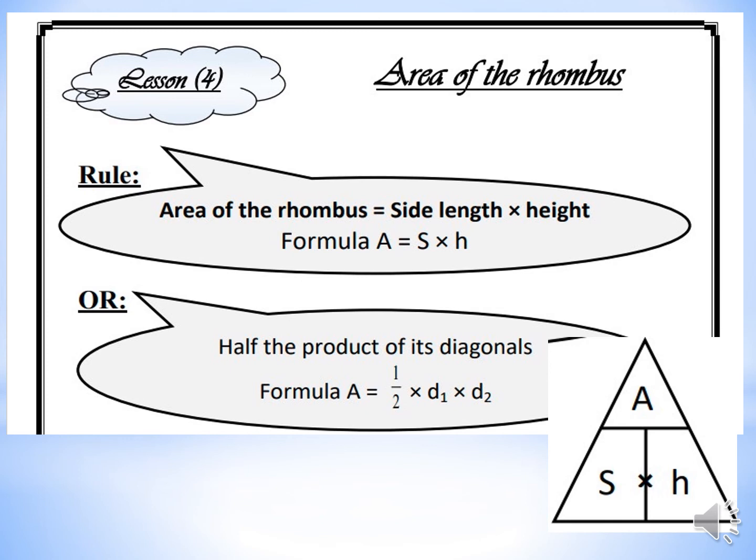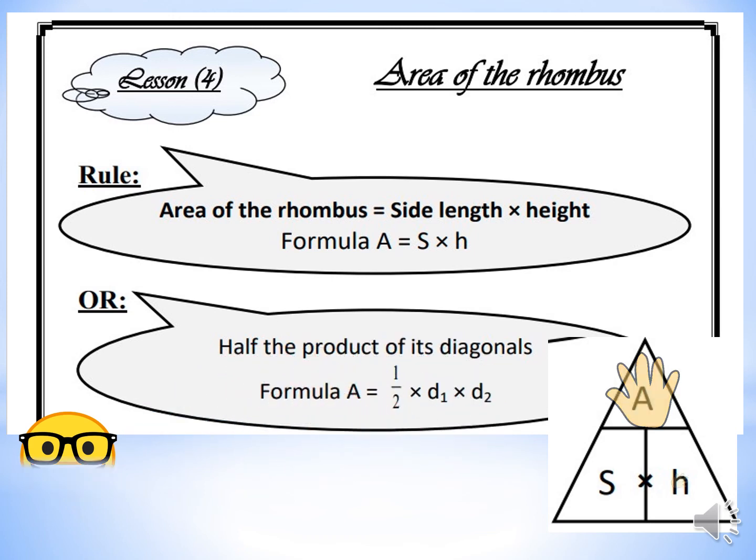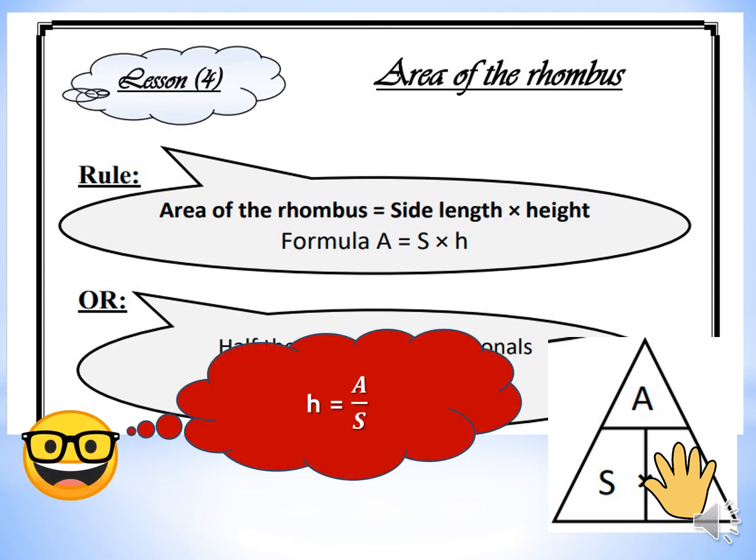And here we have our magic triangles. Area equals side times height. If I want the area, hide the area, and you will find that the area equals side times height. What if I want the height? Hide the height. What's left in my magic triangle? Height equal area over side.